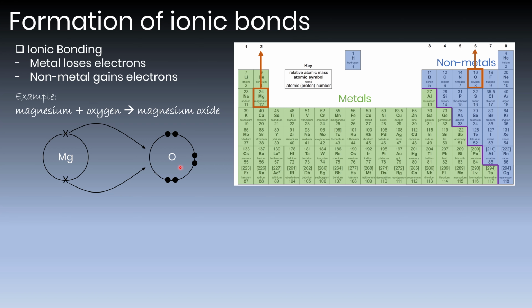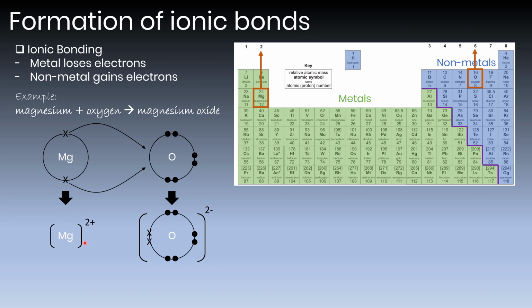Now we need to consider what these will form. Electrons are negatively charged, so if you lose your negatives, you become positively charged. So by losing 2 electrons, magnesium actually becomes an Mg2+ ion, because it has lost 2 negatives. Oxygen has gained 2 electrons, so therefore it has gained 2 negatives. So an oxide ion, the ion of oxygen, will actually have a 2- charge because it's gained 2 negative electrons.